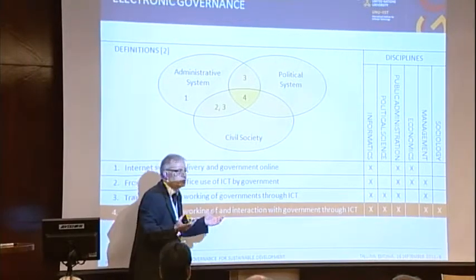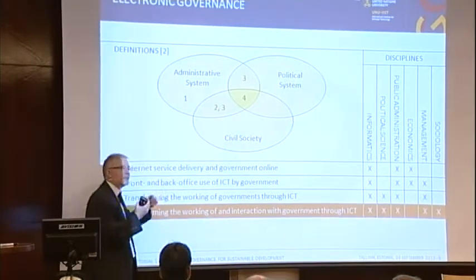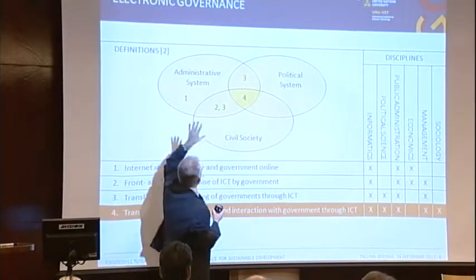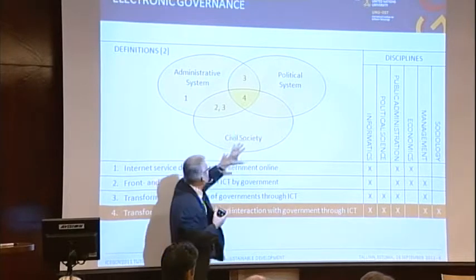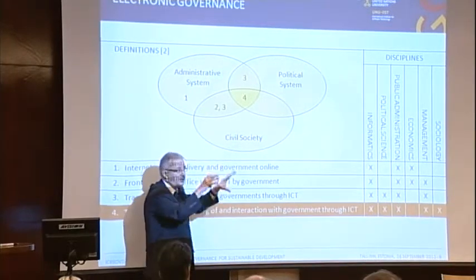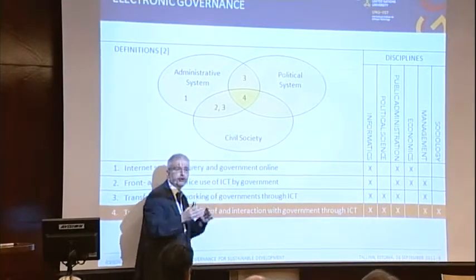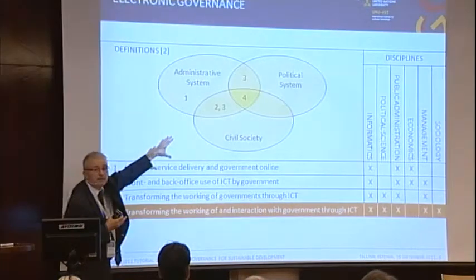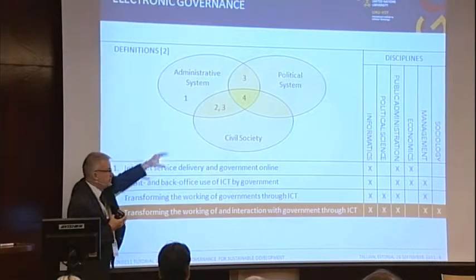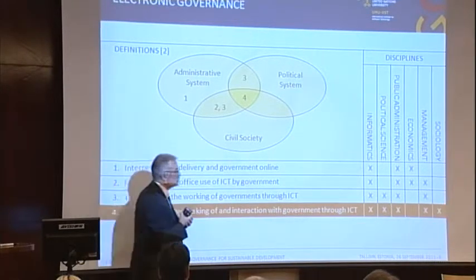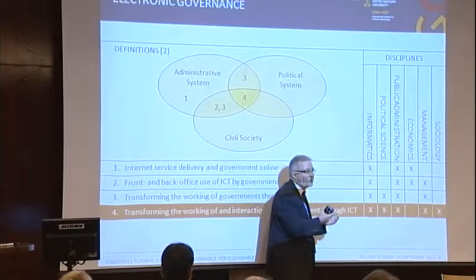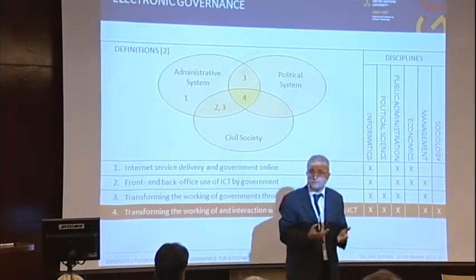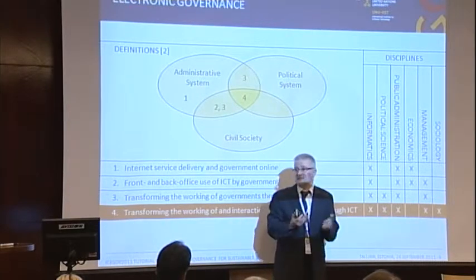Now, these definitions can be nicely placed at the intersection of the administrative system, political system, and civil society, and how they actually intersect. So depending on the assumed definition, the different aspects of these 3 domains will be taken into account. And also, eGov is not a discipline, and it probably will never be a discipline. It's a problem domain, to which many disciplines can contribute.